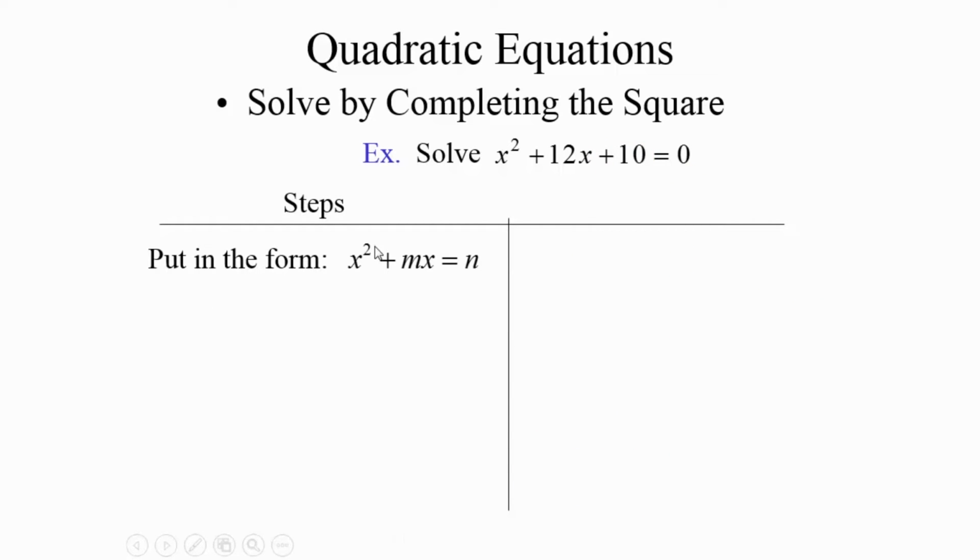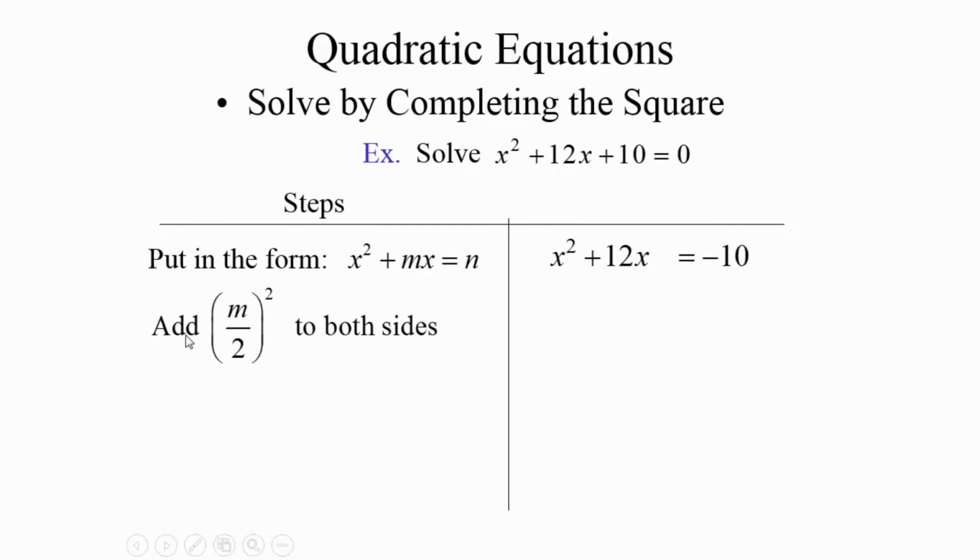Put it in the form of h squared plus mh equal n, which basically means take the constant to the right-hand side. That's all it means. So they did that. Take the constant minus 10 to the right-hand side. Next, add m divided by 2 squared to both sides. M is talking about the coefficient of x, which is 12, and 12 divided by 2 squared. We did that. That would be 6 squared, which is 36, right? So 36 added to both sides.